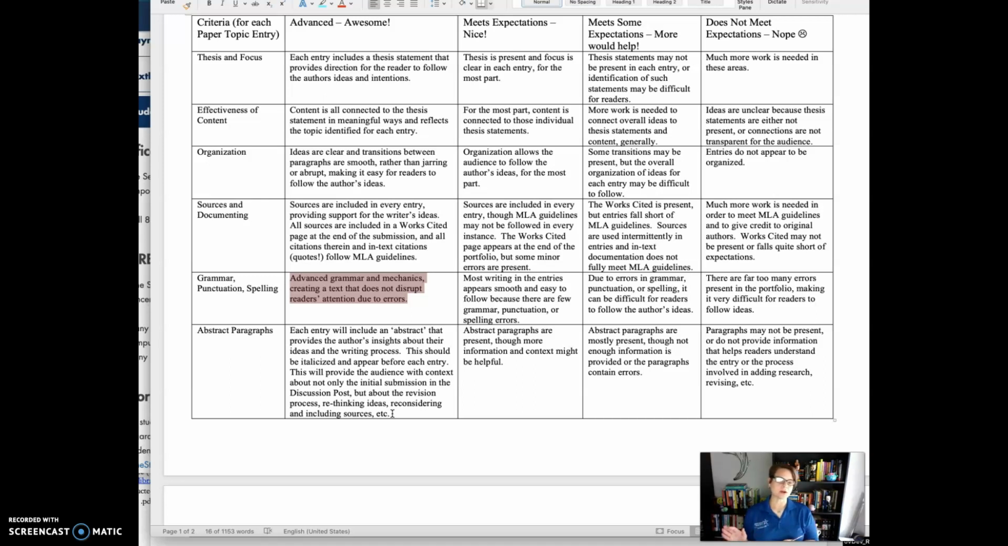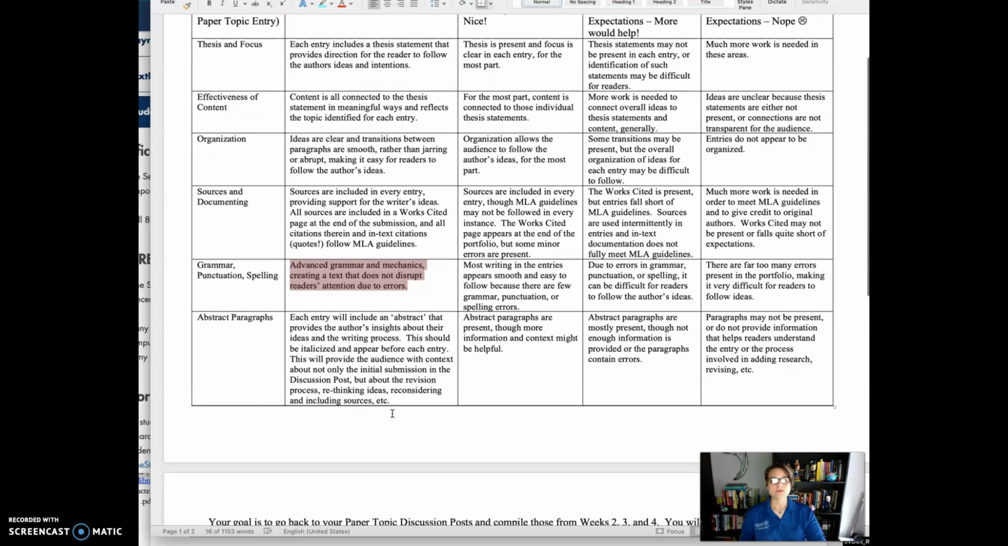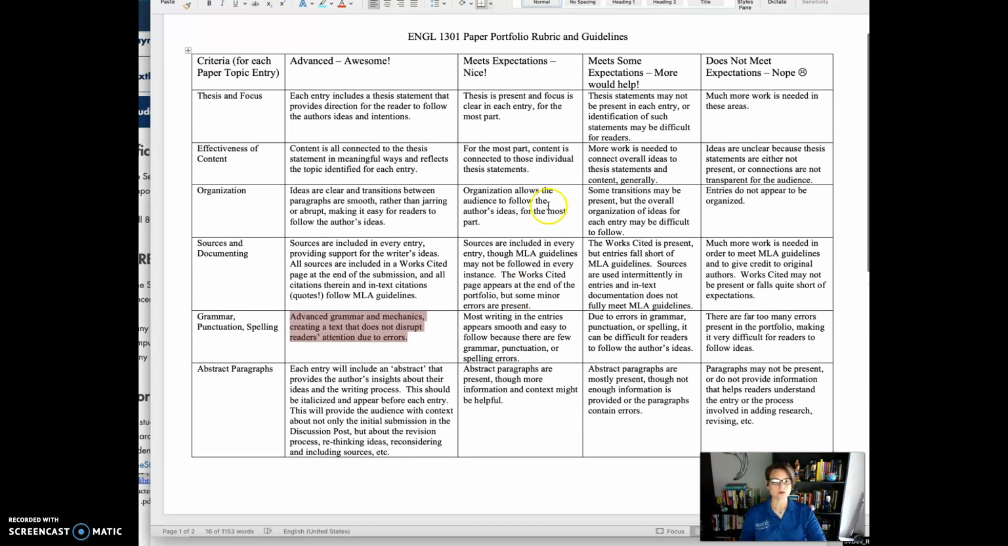So an abstract paragraph just kind of gives your audience that context, which can be really helpful. We're not just reading entry after entry without getting your insights about the experience. You'll want those abstracts to be italicized just so that it shows a distinction between your post that you reworked, and then the way that you've gone back and rethought about that in the abstract, okay? Again, more of this will become clear as we work through the next couple of weeks, okay? So that essentially is our rubric. So I want you to always keep this in mind as you work through this assignment.